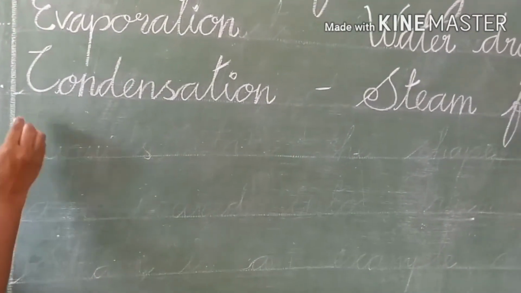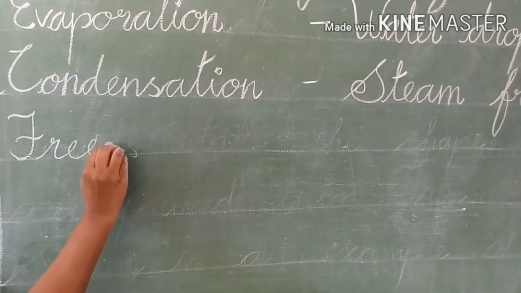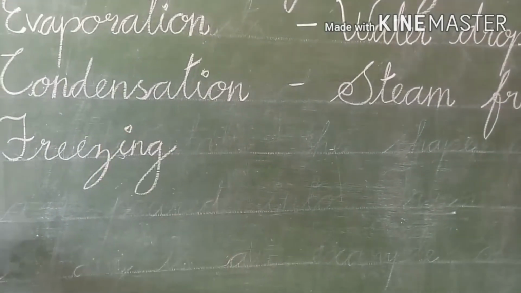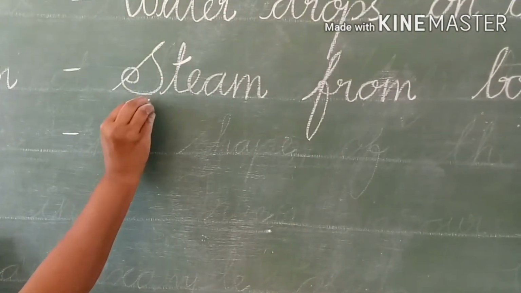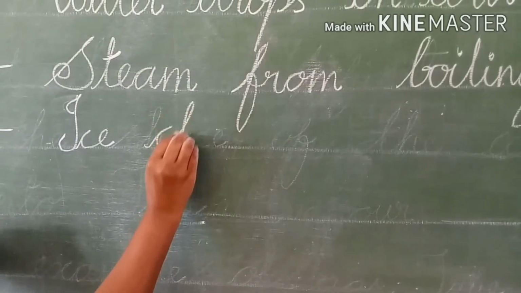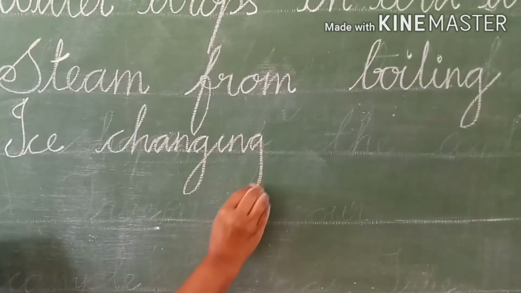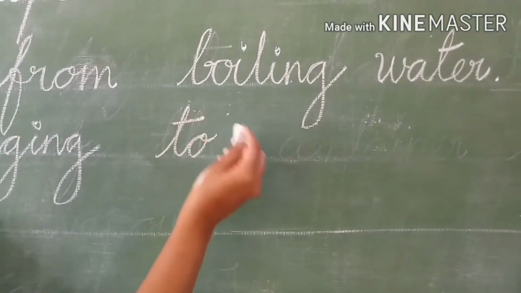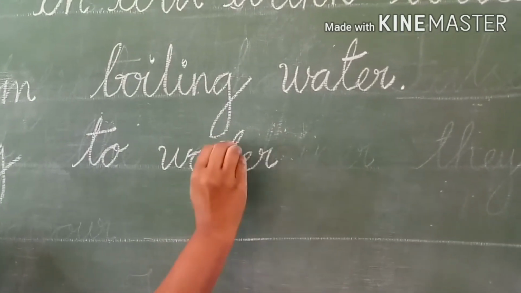Write number 3. Freezing, hyphen again, ice changing to water.